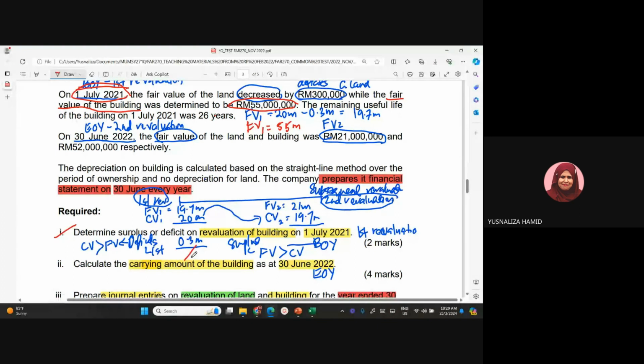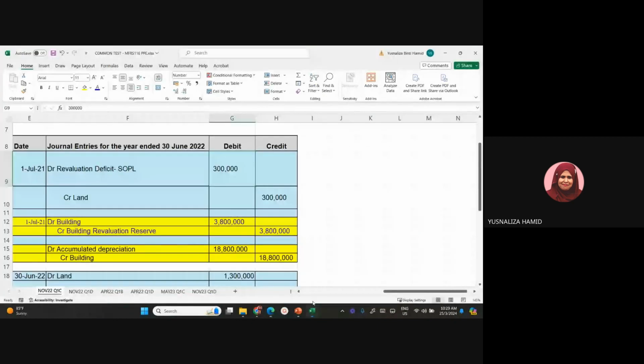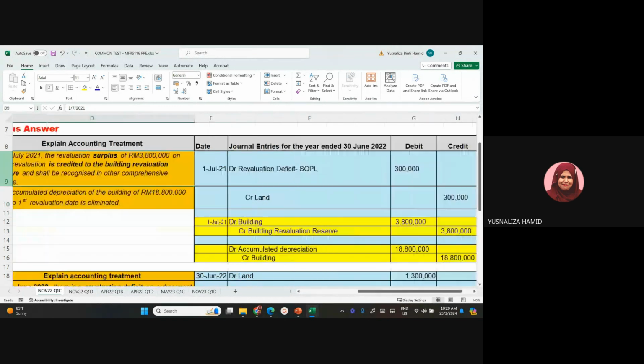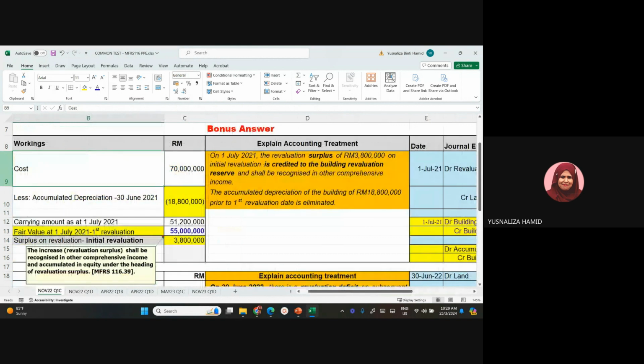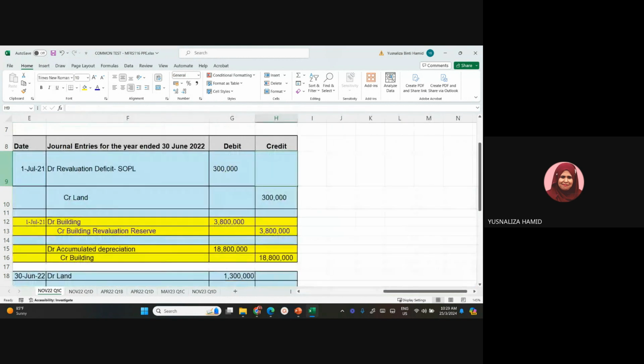So for the first one, deficit, you will record here. So it is here where you go and debit revaluation deficit. It will be in the SOPL, 300,000, and you will credit land 300,000. That happens on 1st of July. Okay, 1st of July for that revaluation. This is required by the question for you to do the journal entry in requirement number 3.